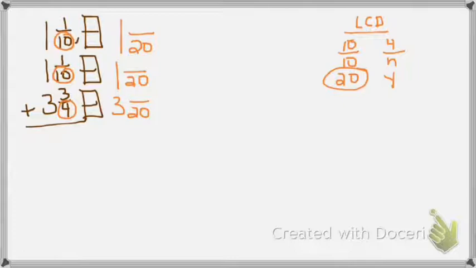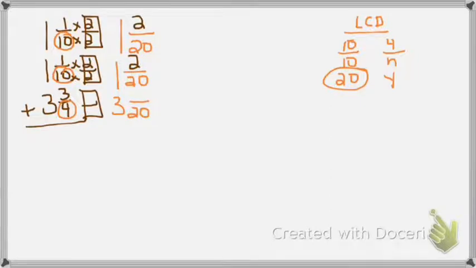So on the top, what do I do to a 10 to turn it into a 20? Well, 10 times 2 is 20. Whatever I do on the bottom, I must do on the top. 1 times 2 equals 2. So 1 and 1/10 turned into 1 and 2/20. Okay, let's take a look at my second one. What do I do to a 10 to turn it into a 20? Well, it's the same thing, times 2. Whatever I do on the bottom, I do on the top. 1 times 2 equals 2. So again, 1 and 1/10 turned into 1 and 2/20.